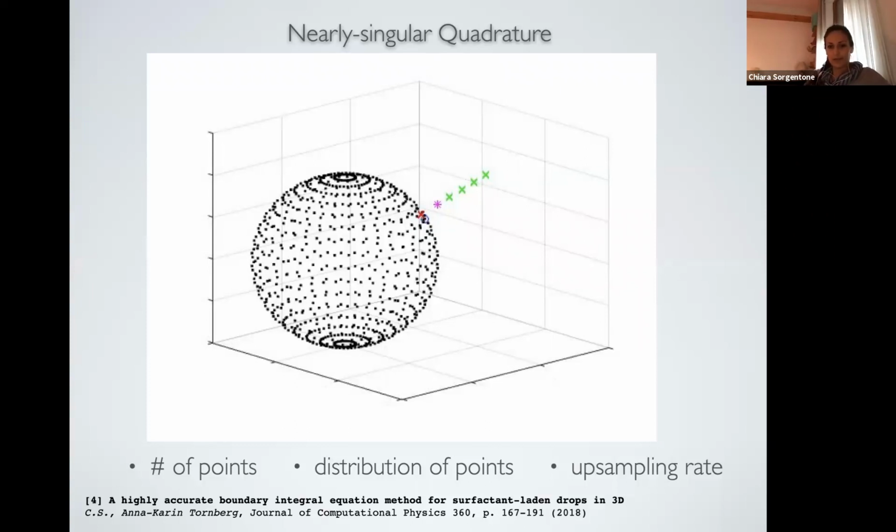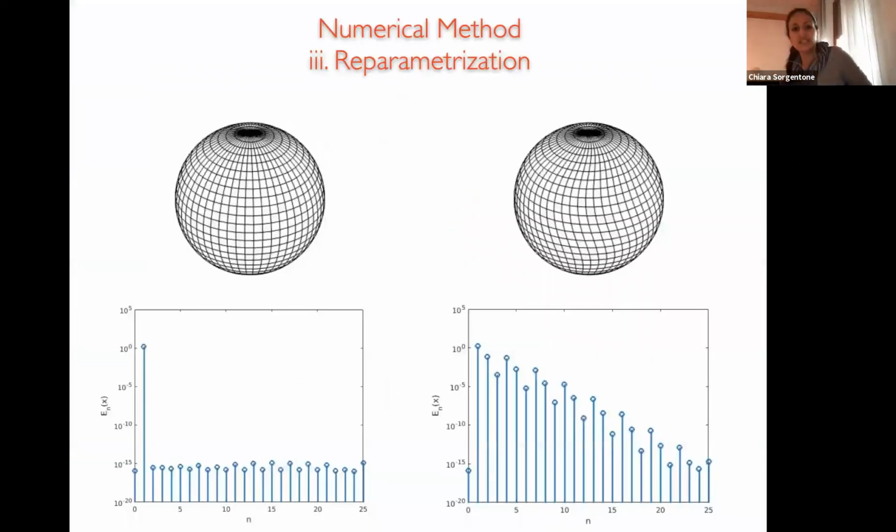Okay, I will go back to this point later. Another issue of dealing with drops is that, as I said, the drops deform. And this means that the grid point distribution may be distorted. So here I'm showing what's the problem.